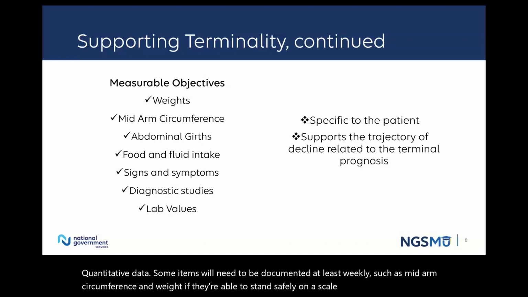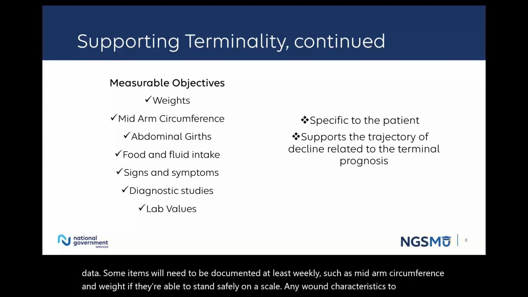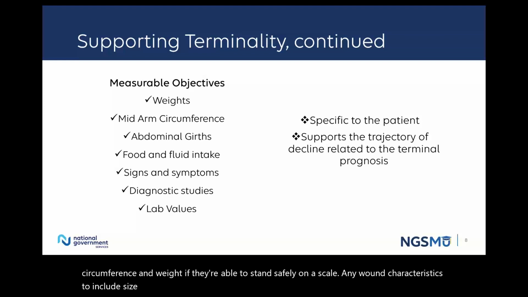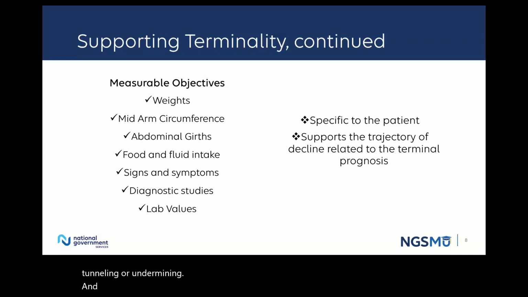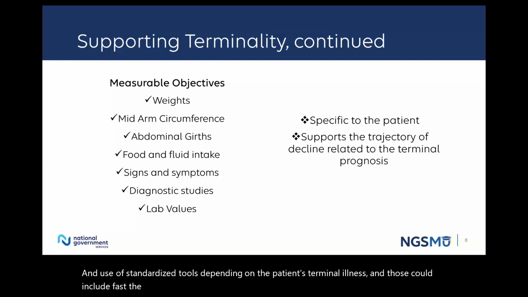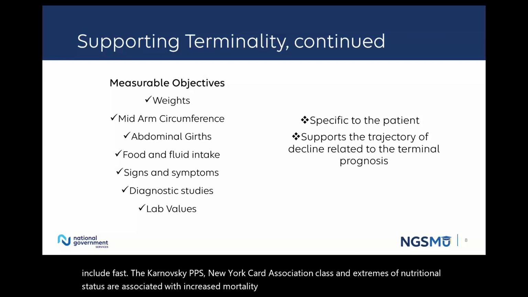Any wound characteristics to include size, drainage, odor, the wound bed description, peri-wound, if there's any tunneling or undermining, and use of standardized tools depending on the patient's terminal illness. Those could include FAST, the Karnofsky, PPS, New York Heart Association class. And extremes of nutritional status are associated with increased mortality. So keep that in mind.